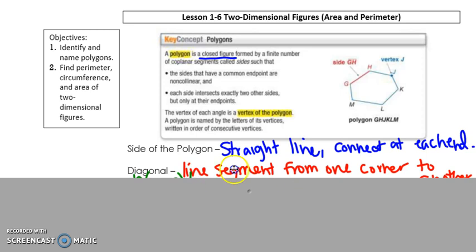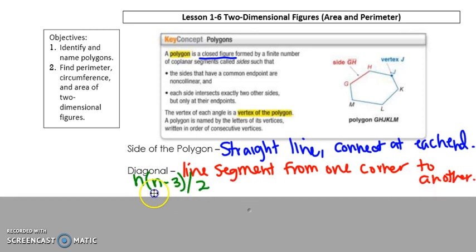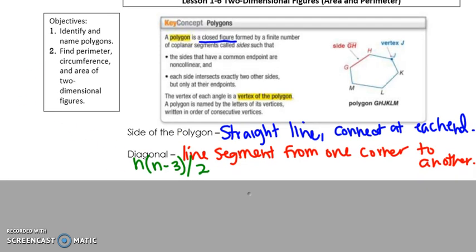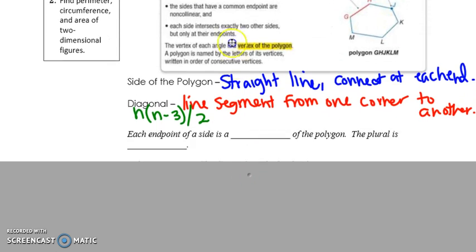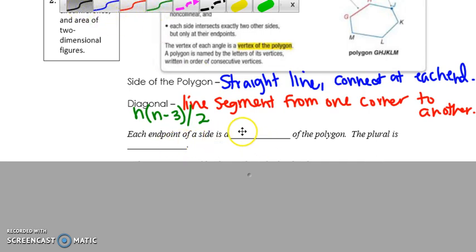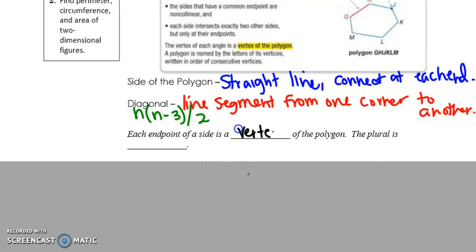A diagonal is a line segment from one corner to the other, and there is a formula that I just kind of threw in there for you, but we won't really be working a whole lot with diagonals. Each endpoint of a side is a vertex of the polygon. The plural is vertices.